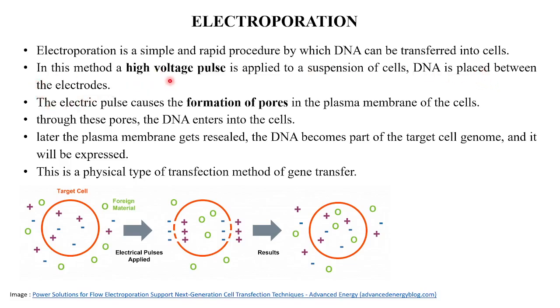Now what happens? Due to the high voltage pulse, pores are formed in the plasma membrane of the target cells, and through these pores the DNA enters into the cells. Later the plasma membranes get resealed. So once the voltage is restored to a normal condition, the plasma membrane will get resealed and the DNA becomes part of the target cell genome and it will be expressed. This is a physical type of transfection method of gene transfer. So electroporation can be considered as a physical type of transfection because we are using voltage here.